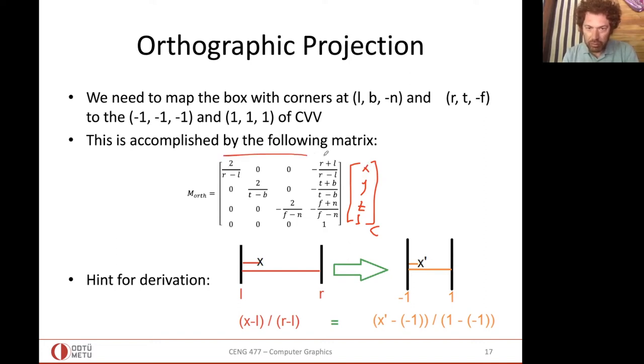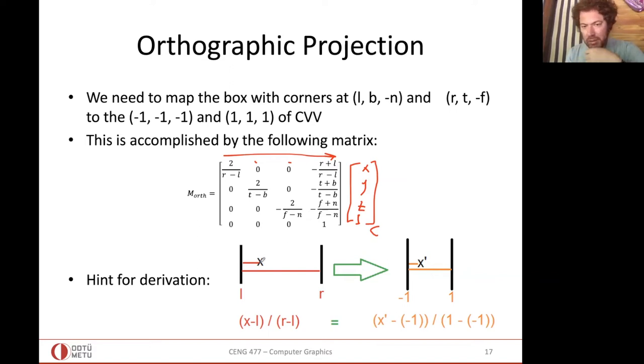So the first row, when you apply it, Y and Z will not take any contributions. I will also get something from this term. So that's why I will go with the X coordinate only. So I will try to understand how I obtain this term and this non-zero term. So the idea is simple, actually.